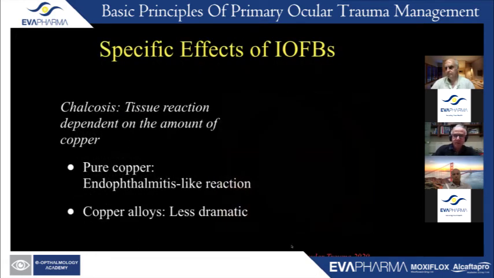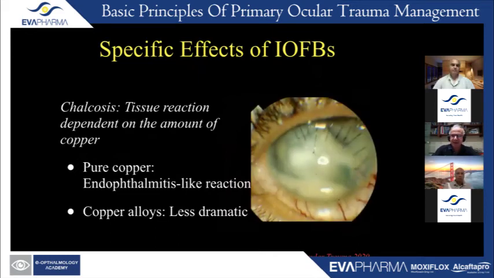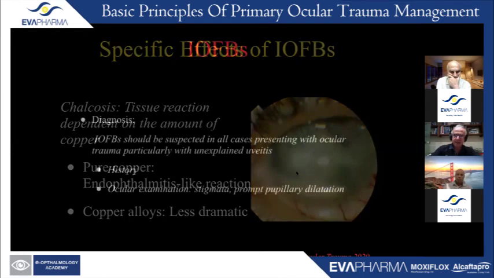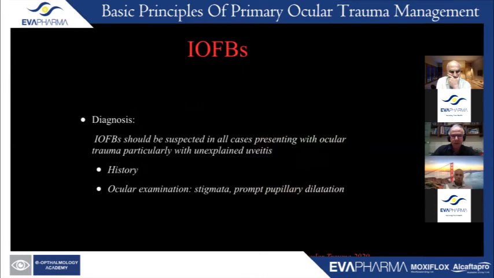In chalcosis, which is related to a reaction to the copper, this usually incites a very severe reaction, like this patient of mine. This is a presentation. He was operated, and he had a very severe reaction. I decided to go and clean, and what do you think? I discovered a very large copper intraocular foreign body in the anterior chamber, which when removed, the eye really quietened. So what do we do when we face a case of intraocular foreign body?